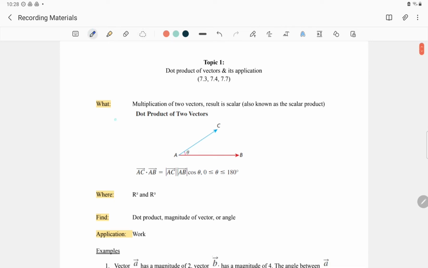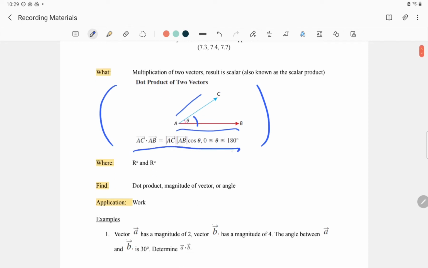So take this figure for example. Here we are given two vectors, AC and AB. And to find the dot product between the two vectors, we can simply take the magnitude of AC times the magnitude of AB times the cosine of the angle between them. And this equation can be used in both R2 and R3.